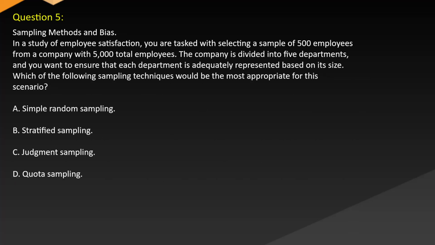Question 5. Sampling methods and bias. In a study of employee satisfaction, you are tasked with selecting a sample of 500 employees from a company with 5,000 total employees. The company is divided into 5 departments, and you want to ensure that each department is adequately represented based on its size. Which of the following sampling techniques would be the most appropriate for this scenario?